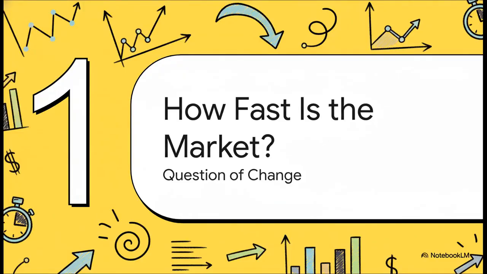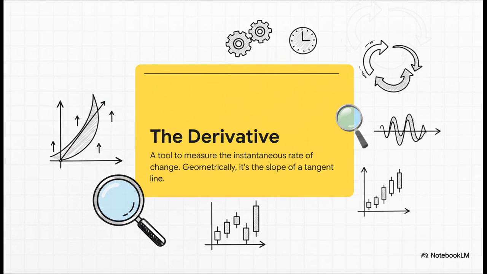When you really boil it all down, trading is about one thing: managing change. And understanding the rate of that change, how fast things are moving, is what separates the amateurs from the pros. It's the difference between just watching the ticker and actually understanding the forces driving it. So how do we measure that rate of change? Well, this is where calculus hands us its star player, the derivative.